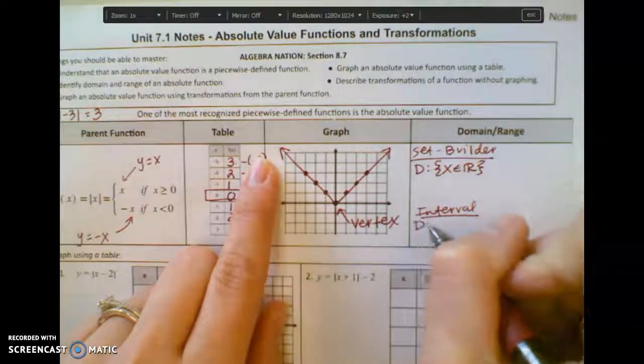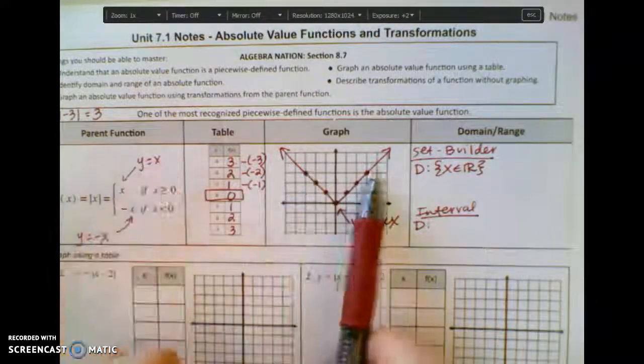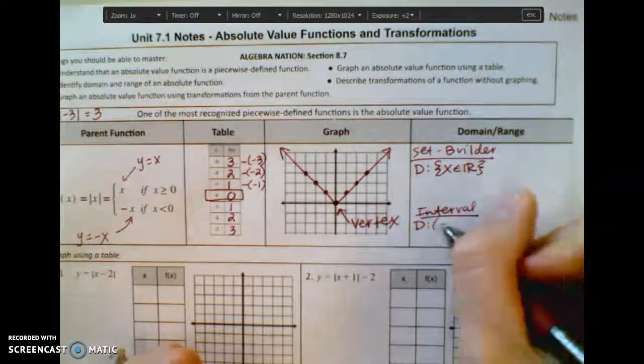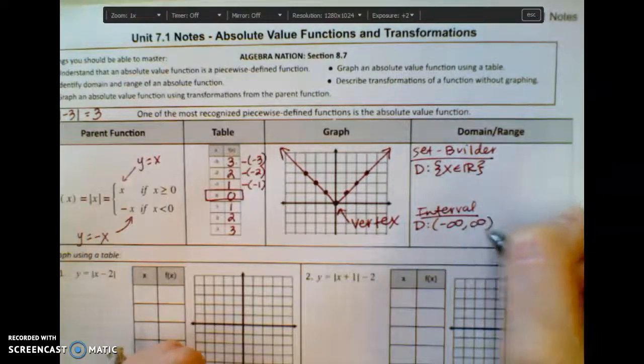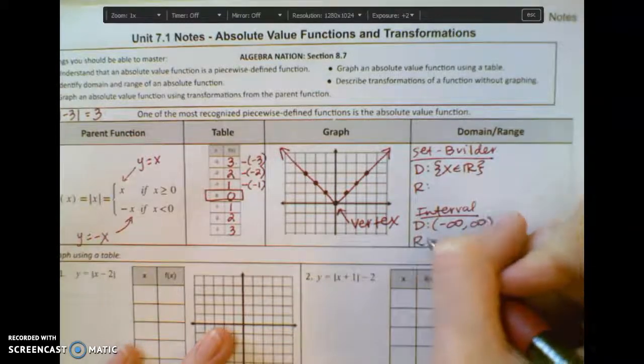How do we write that in interval notation? We are going from something to something in interval. We're going from -infinity to infinity. Now we want our range of both of them.